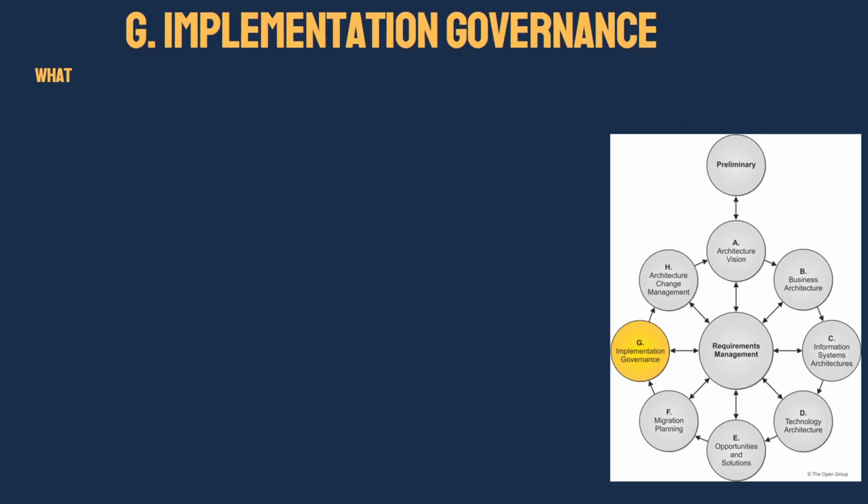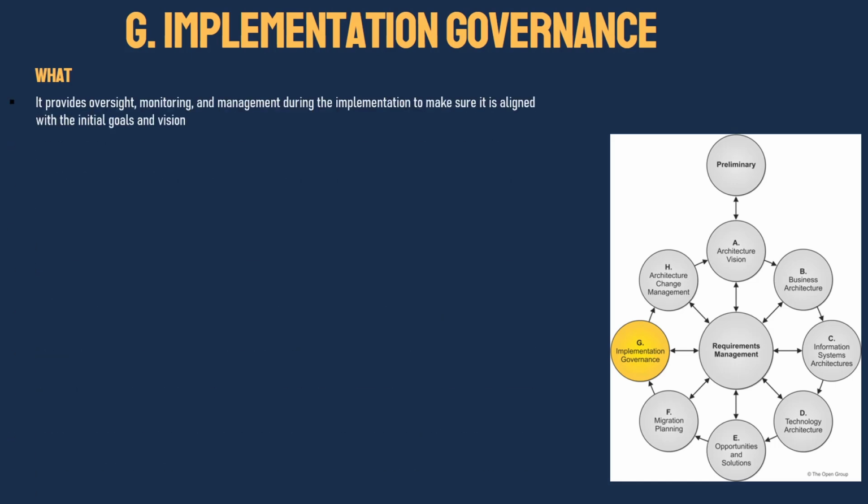Implementation governance provides oversight, monitoring, and management during the implementation of the work to make sure it is aligned with the initial goals and vision. We want to be going the right direction, and implementation governance helps with that.